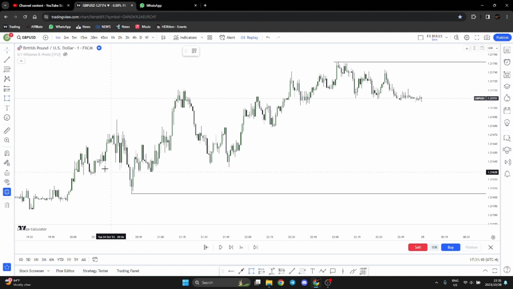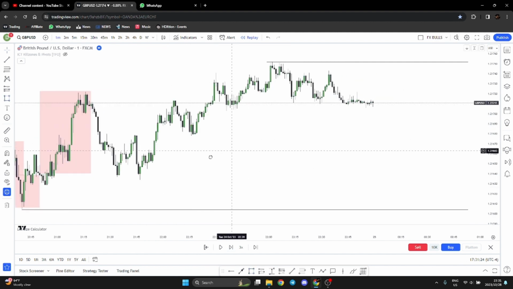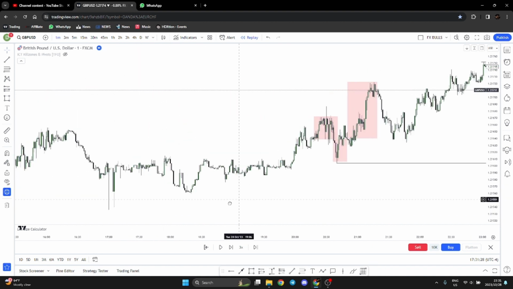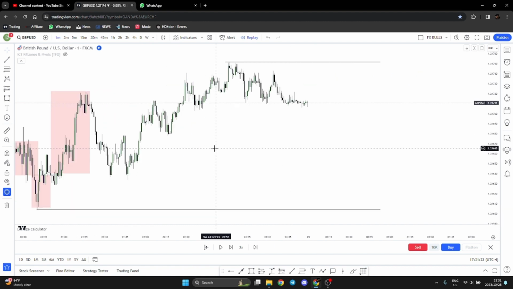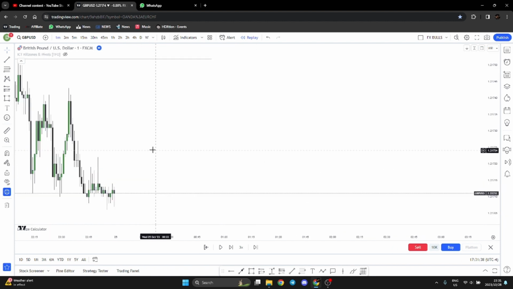I just want to show you something. Here we can see that even in Asian session we have accumulation, manipulation, and then distribution. That happened even during Asian session. It can happen in any session. You don't often see this happening in Asian session, but yeah. So let's get into it.